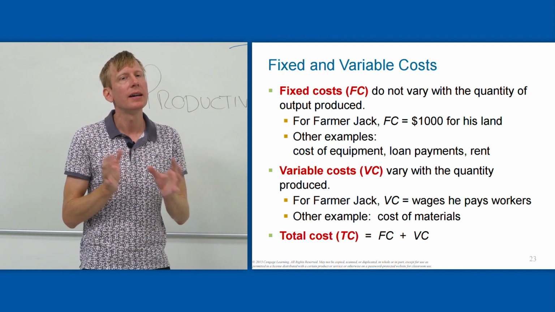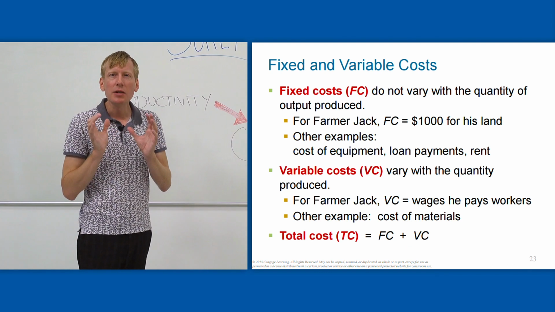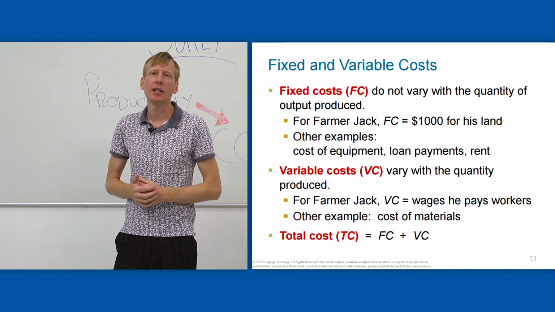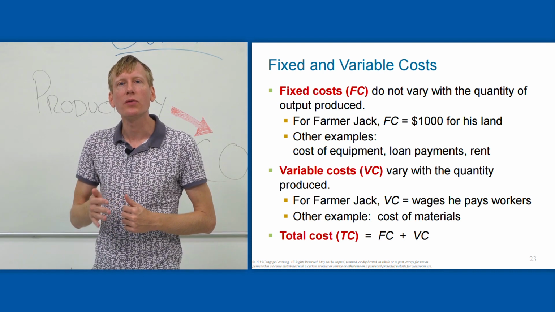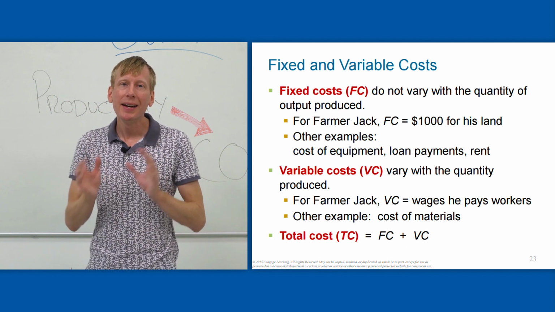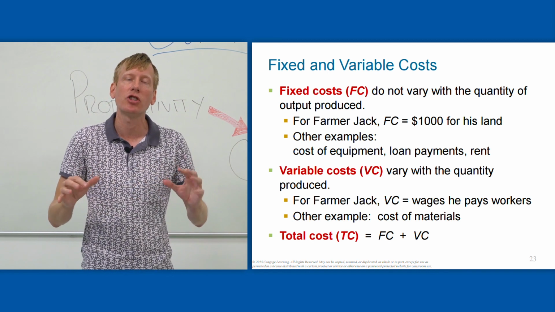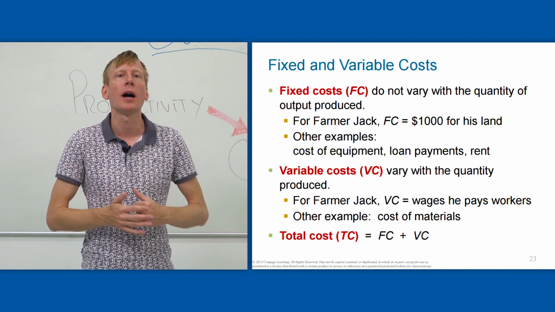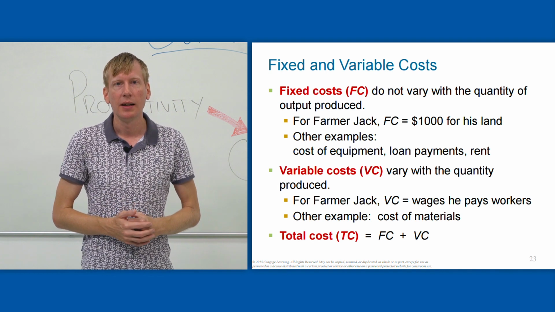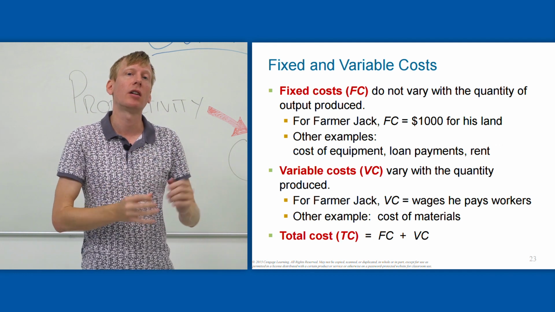So total cost is just the sum of fixed and variable costs. A fixed cost is one that a business can't avoid no matter what they do and no matter how much output they decide to produce. So fixed costs don't vary with a quantity of output. That fixed cost would remain the same. In this simple example with Farmer Jack, we assume that Farmer Jack has a fixed amount of land which he cannot change. Perhaps he has a contractual obligation to continue to use that land and pay a rent on that land for years. And that cost of that land to him of 1,000 is therefore a fixed cost.